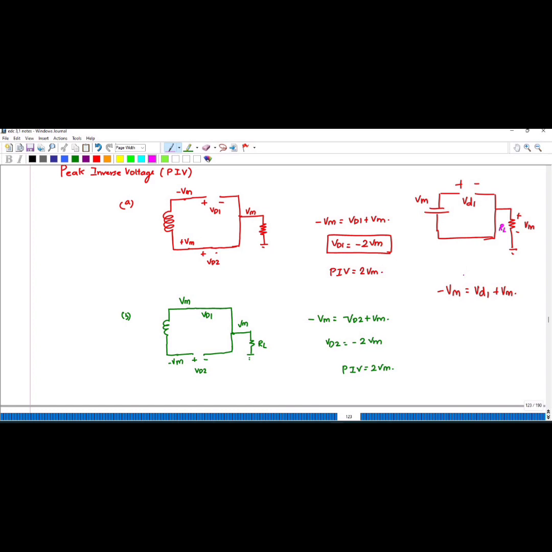If we solve this, minus Vm is equal to Vd1 plus Vm. If I solve, I will get Vd1 is equal to minus 2 Vm. So what is Vd1? Vd1 is your peak inverse voltage, that is equal to 2 Vm. This is one of the disadvantages of the full wave rectifier. The breakdown voltage should be greater than the 2 Vm value. This is one of the drawbacks of the full wave rectifier. Okay, I hope this video is useful for you. Thank you very much.